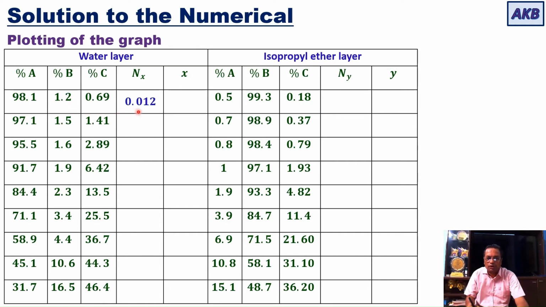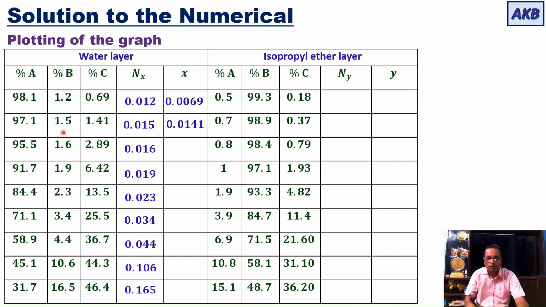1.2 divided by 100 is 0.012. Then 1.5 divided by 100 is 0.015. 1.6 divided by 100 is 0.016. So accordingly, all other values I am taking in this table. Now let us get the fraction of C in water layer. How are we going to get that? We are going to get by dividing the percentage value with 100. So 0.69 divided by 100, 0.0069. 1.41 divided by 100 is 0.0141. And accordingly, all other values I have written in this table.